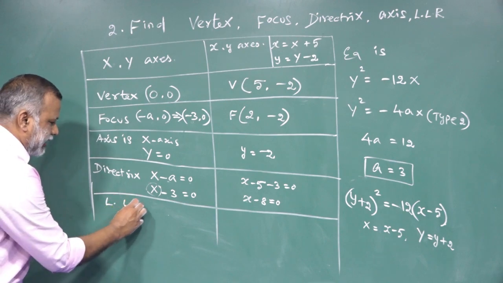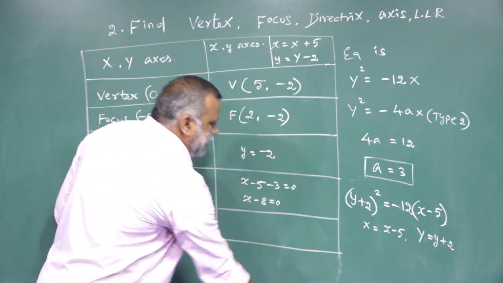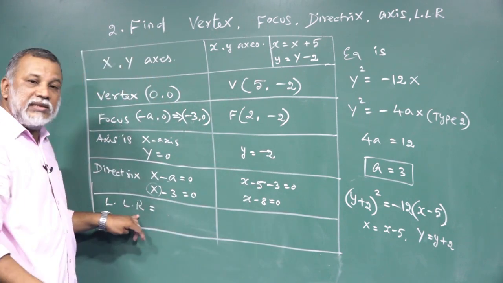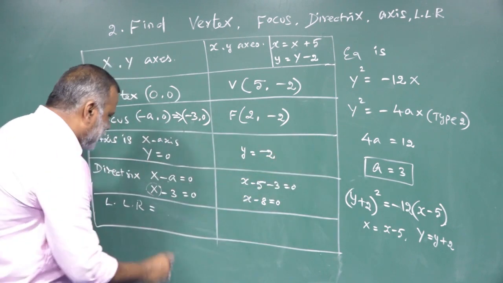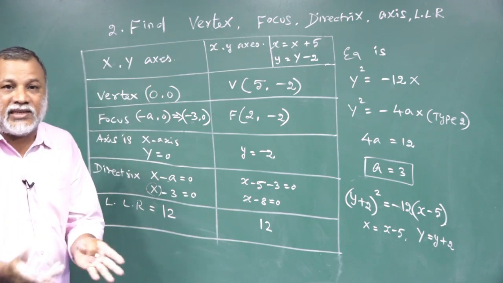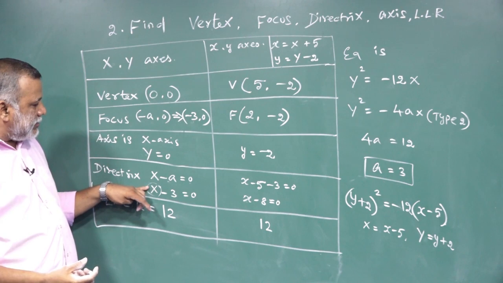Then the length of the latus rectum must be a constant, so it never changes. So what is the result? 4a, where a is replaced by 3. 4 threes are 12. Here it is also 12 because it does not have any x and y. It has only a numerical value, 12. See here x, here y.